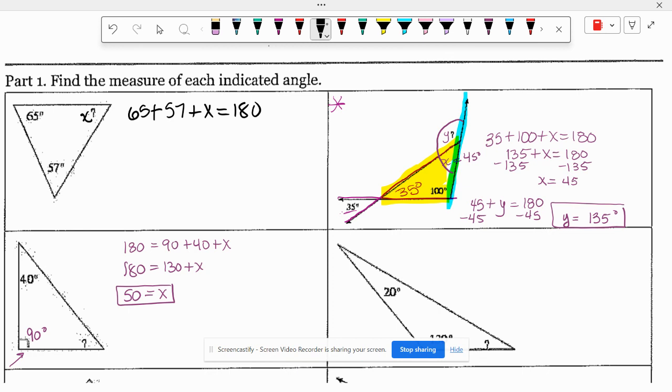65 plus 57 is 122. 122 plus x equals 180. Subtract 122 from both sides, and I find out that x equals 58 degrees. Okay. Questions about that?